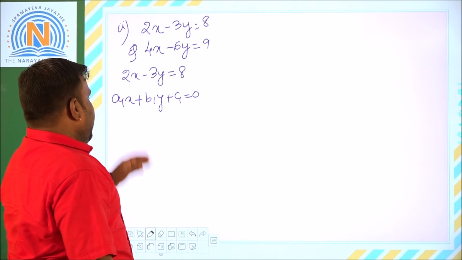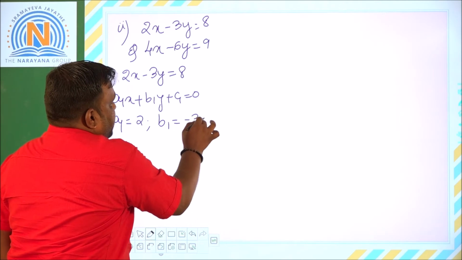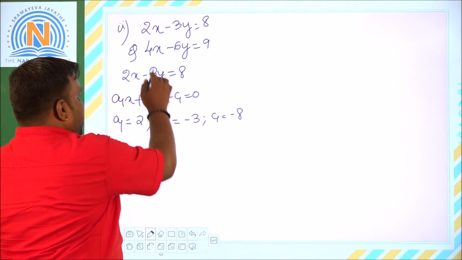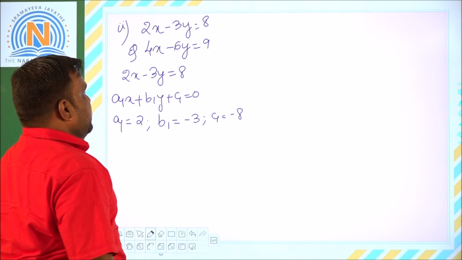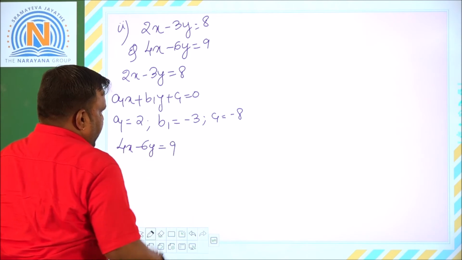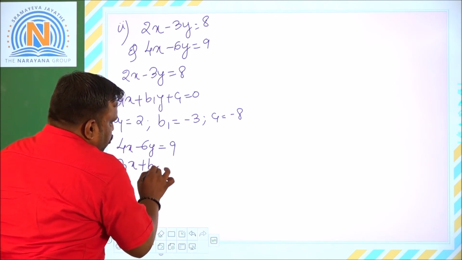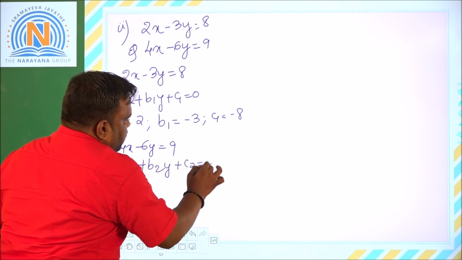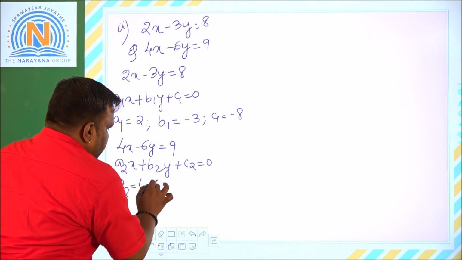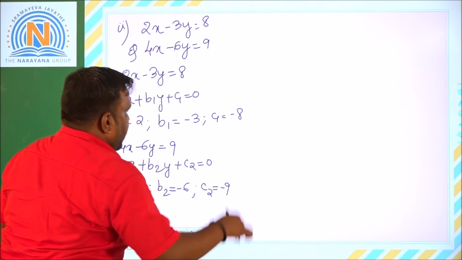So from here, on comparing them, what we are getting is a1 is equal to 2, b1 is equal to minus 3, c1 is equal to minus 8. Similarly, the second equation is 4x minus 6y is equal to 9. Now this we are going to compare with a2x plus b2y plus c2 is equal to 0. Here you can observe clearly that a2 is 4, b2 is minus 6 and c2 is minus 9.